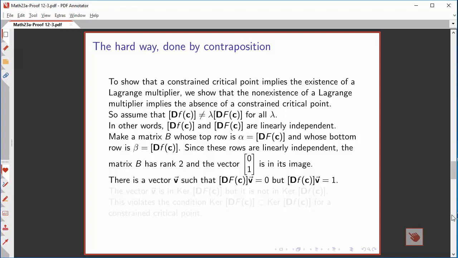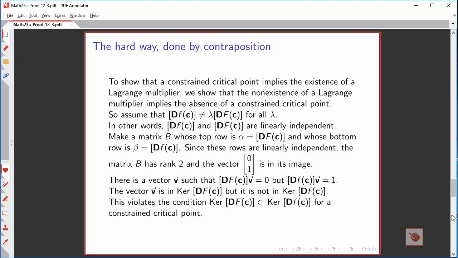It has two linearly independent rows, and since it has rank 2, its image has dimension 2, and the vector 0, 1 is in the image of B. In other words, there's a vector V on which the top row gives 0, d capital F on V equals 0, but the bottom row gives 1. D little f acting on V gives 1. So what have we got? We've got a vector that's in the kernel of d capital F. It's in the tangent space, but it's not in the kernel of d little f.